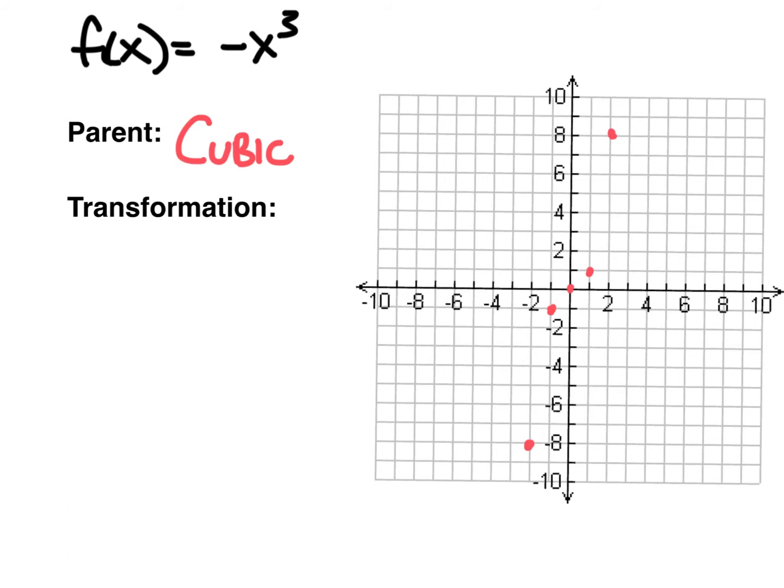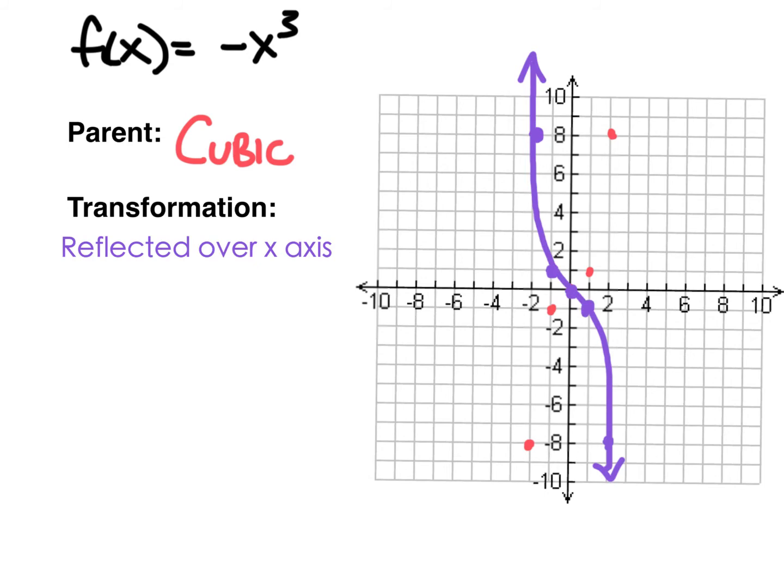Now the transformation is that it's reflected over the x-axis. So to reflect these over the x-axis, we just count how far away they are from the x-axis and reflect them. So here, (negative 2, negative 8) becomes (negative 2, positive 8). Right? It just flips right over. (Negative 1, negative 1) is now (negative 1, positive 1). (0, 0) will stay (0, 0). And these just flip over. So now, this is the transformed function. This is f of x equals negative x cubed.